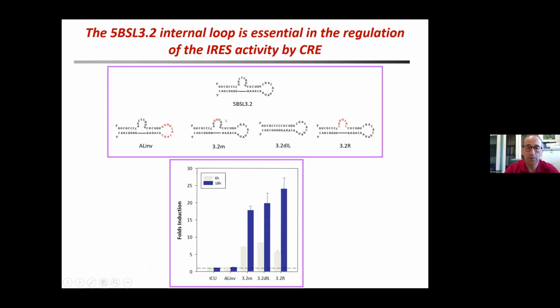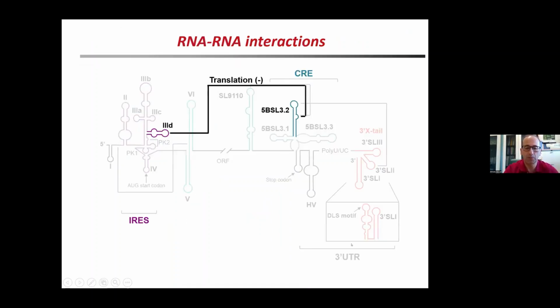And further, we could see that just modifications of the sequence at the internal loop of this structural unit result in the loss of this role in regulation of translation. So we detect again an increase in translation, whereas the modification in the apical portion, in the apical loop, doesn't have any effect. So with these experiments, we demonstrated that this structural unit has the information to repress translation. So we demonstrate this interaction is involved in the regulation of translation.